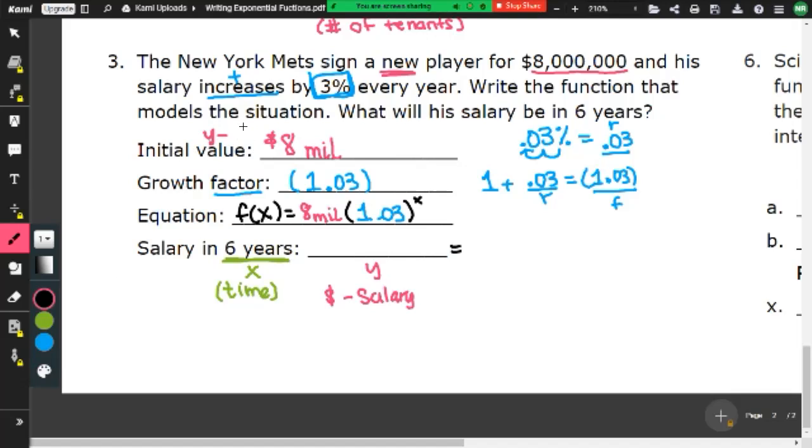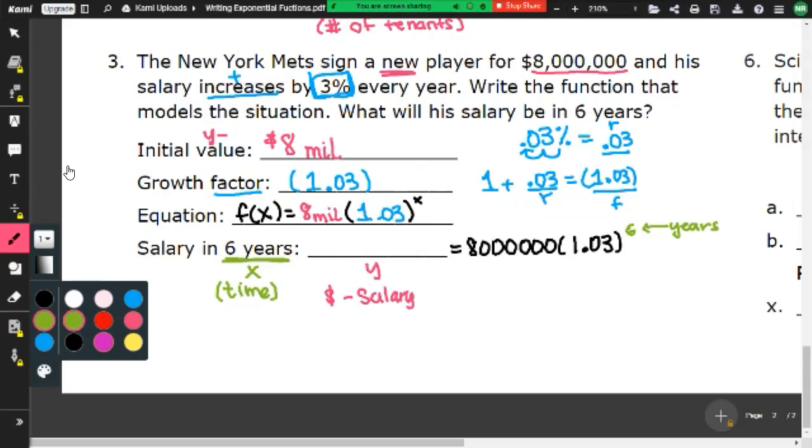All right. So let's plug that number in. 8 mil. Instead of writing just an 8, this time I'm going to write it out all the way. 8 mil, 1, 2, 3, 4, 5, 6, times 1.03. And what's my exponent this time? 6. That 6 represents my years. Go ahead and plug that into your calculator. What do you get?